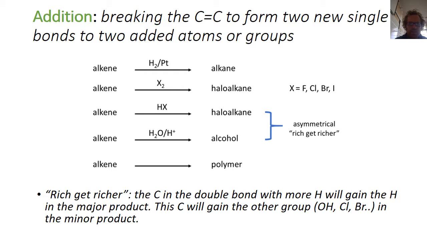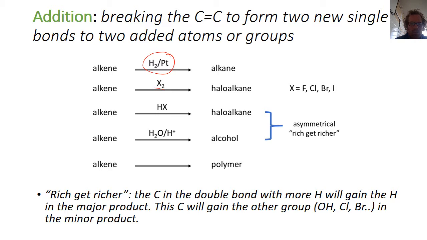So remind ourselves that addition reactions, what are they? It's when you break the carbon-to-carbon double bond to form two new single bonds to the added groups or atoms. So we can add hydrogen with a platinum catalyst, alkene to alkane. We can add two halogens like Br2, Cl2 to make a haloalkane. We can add a hydrogen halide such as HBr, HCl, which will also make a haloalkane.